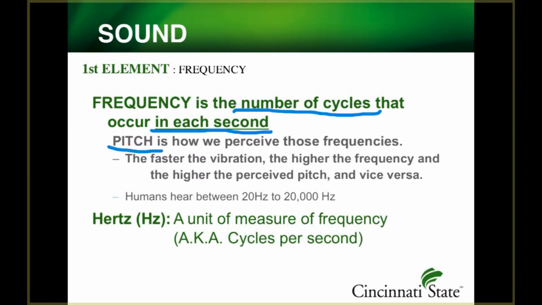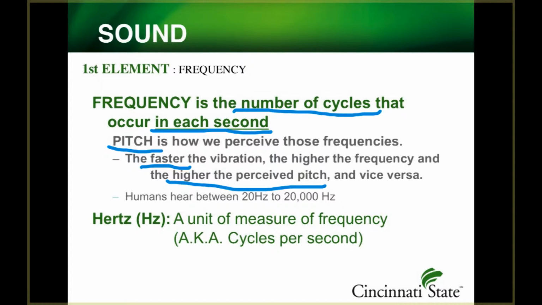And then pitch is how we perceive those frequencies. The faster the vibration, the higher the perceived pitch. That means the more cycles per second, the higher the sound. That's why, if you look at a guitar string and you have a very long 3 foot one and you pluck it, it'll be one note. If you shorten that and you pluck it with the same amount of energy, that same amount of energy is going to make that string vibrate even quicker, which, because it's vibrating more cycles per second back and forth on that guitar string, it's going to be perceived as a higher sounding pitch.